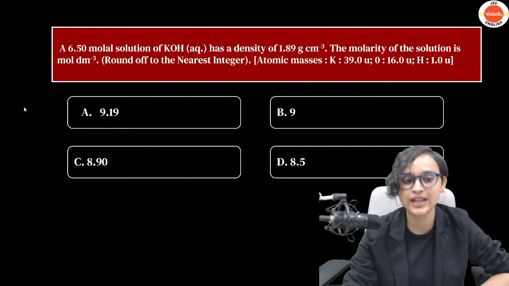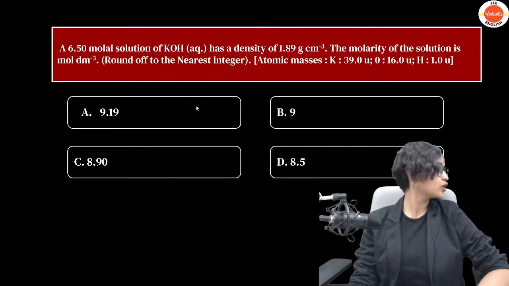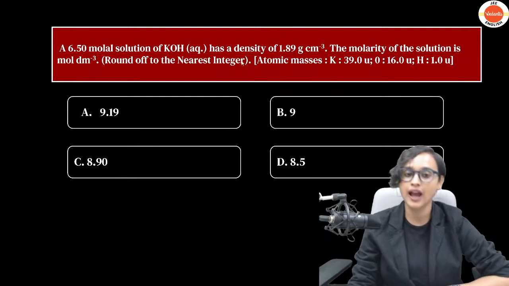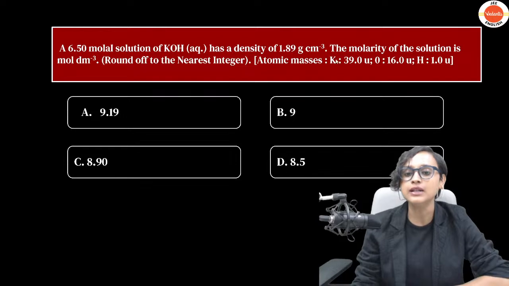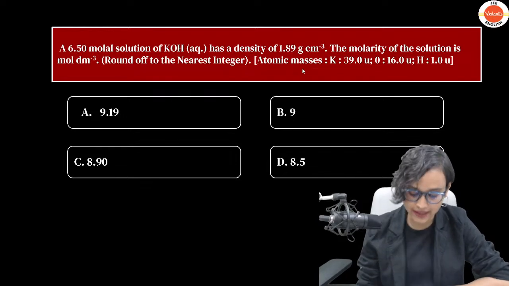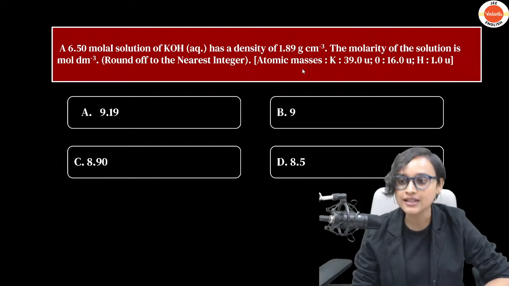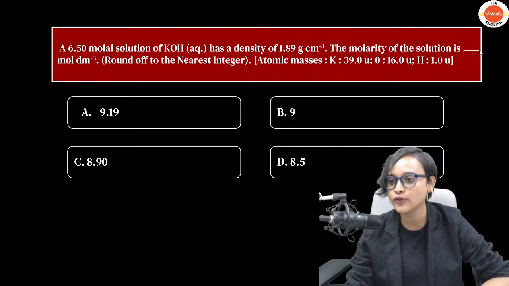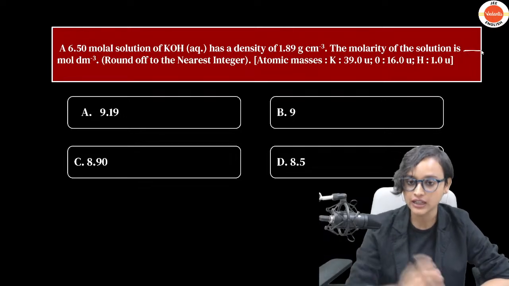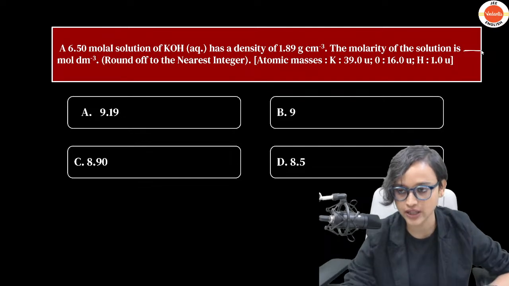Understood? Okay. Next question then. A 6.50 molal solution of KOH aqueous has a density of 1.89 gram per centimeter cube. The molarity of the solution is how much mole dm cube? You have to find out the molarity this time. The atomic masses of K is given as 39, and 16 for oxygen, and hydrogen is also given to you.